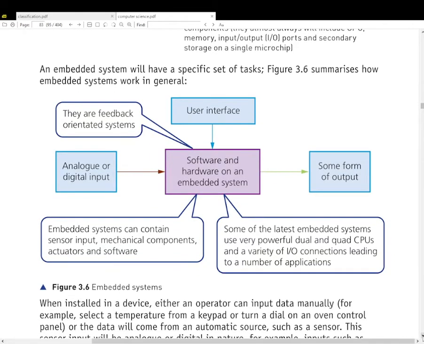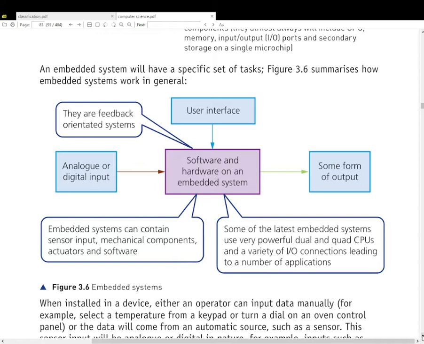Now here is a diagram that tries to summarize how an embedded system works in general. Remember, an embedded system is a device and has hardware and software, and the hardware part is predominantly the microprocessor or a microcontroller or a system on a chip, which is able to coordinate the activities of this device. So we need to understand that as a bare minimum in knowing what an embedded system is all about.